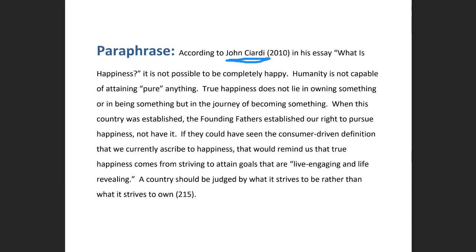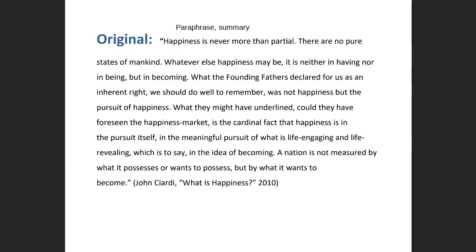There was a page number, but I didn't include that on the other one. And then here's the date in parentheses following his name in his essay, What is Happiness? "It is not possible to be completely happy. Humanity is not capable of attaining pure anything." Now that's what I said for "happiness is never more than partial." Instead of completely happy, I said "There are no pure states of mankind."